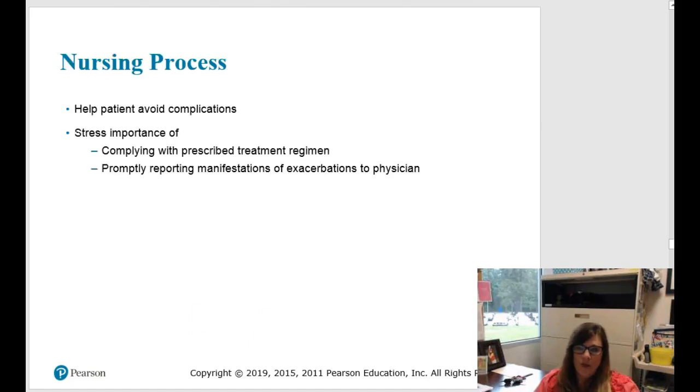Let's see, so we want to try to help our patients avoid complications. That would be a big part of the nursing process, and stress the importance of complying with medications and to report their symptoms as soon as they see them so that exacerbations can be treated pretty quickly.